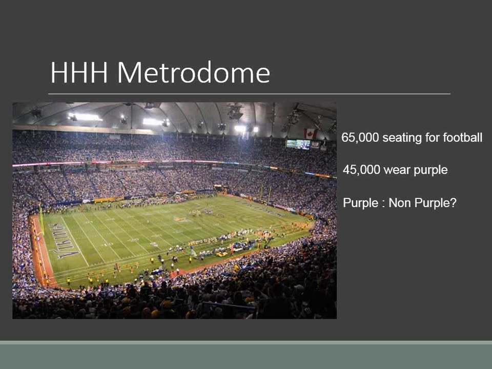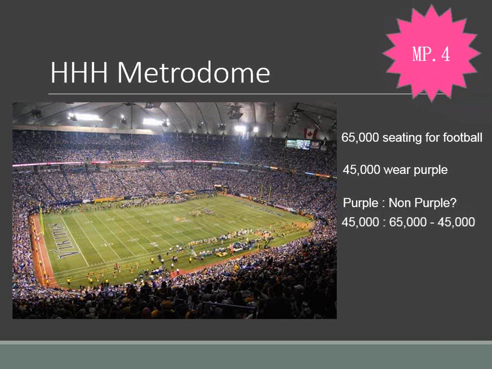If your students see this, is there something that you check on? Yes, and I see Andrew's got it, that they might not catch? And that's the idea that they don't give you the non-purple numbers. The students are going to have to come up with that. So if we're looking for purple to non-purple, we're looking at Mathematical Practice 4. How do we model real-world situations with mathematics? Well, our purple number is the 45,000. They give us that. That's great. But the non-purple is the 65,000 minus 45,000, which leaves us with just 20,000 people not wearing purple.